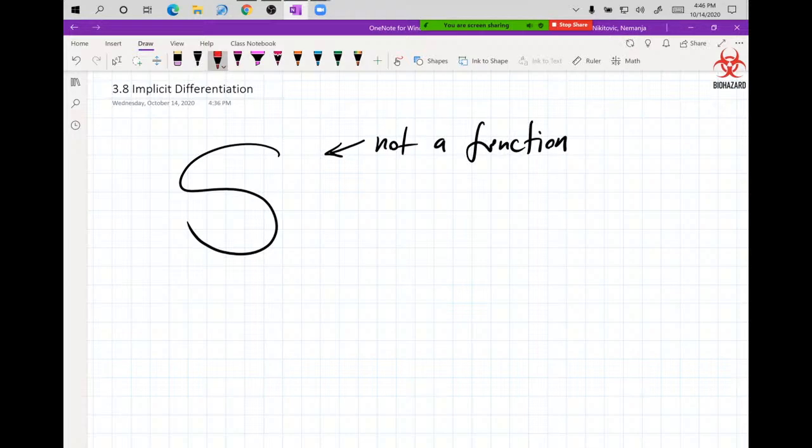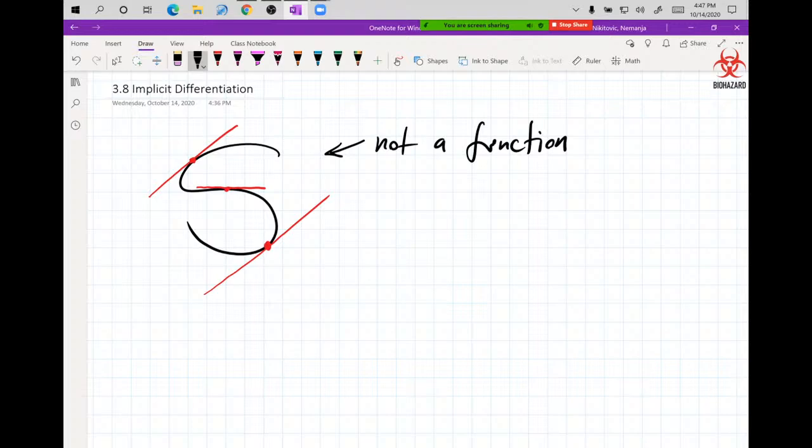However, I can find the tangent line at this point. I can find the tangent line at this point here, right? There is a horizontal tangency right here. So there are tangent lines all over the place, and every single tangent line has the slope m, which came from the derivative. So there has to be a way to take the derivative of these expressions that are not functions. So how do we do that? Well, we are going to use the chain rule.